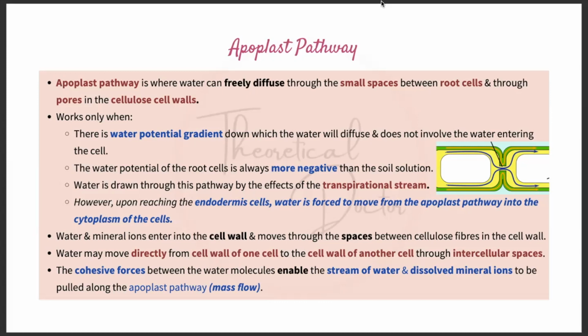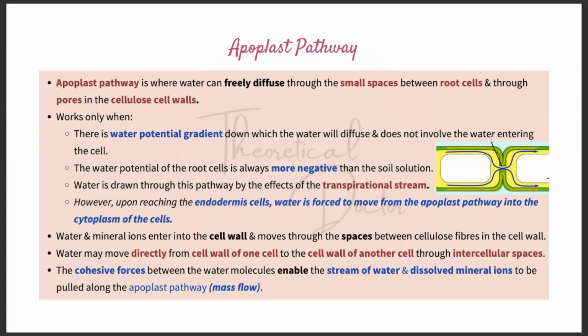So in the apoplast pathway, it's important to remember where the water moves, because in these three different pathways, the pathways of the water movement through the plant through the xylem is different. Water and mineral ions enter into the cell wall and move through the spaces between the cellulose fibers in the cell wall. As you can see over here, this orange one is the apoplast pathway. The blue one is the symplast pathway, which I will talk about in the next part. Just focus on the orange one first. So this is the apoplast pathway. It moves through the cell wall.